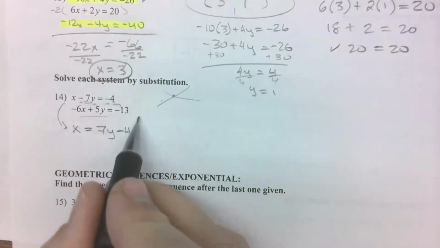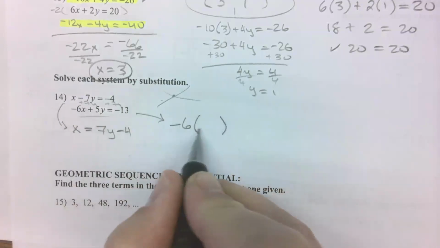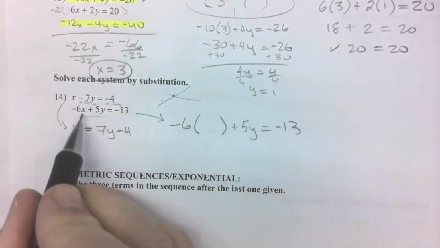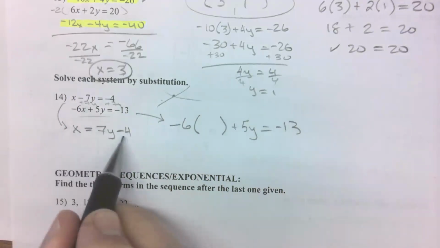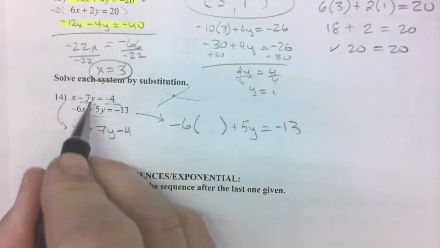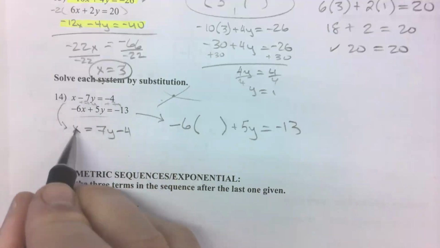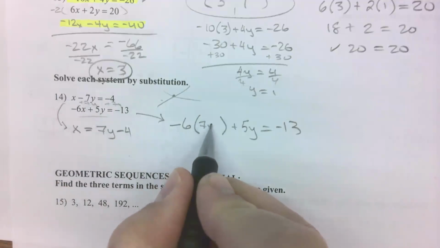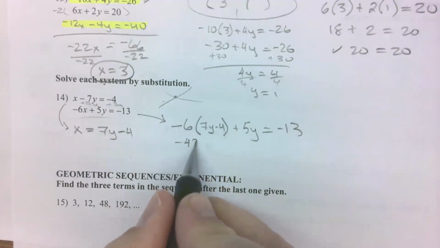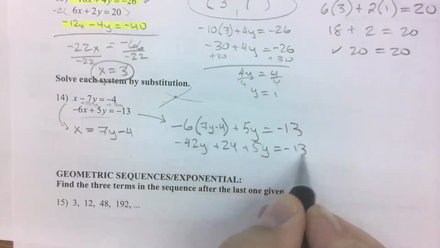Now, I'm going to take this equation, and I'm going to rewrite it. But instead of the x, I'm going to put in a parentheses, placeholder, plus 5y equals negative 13. Now, instead of x, I'm going to plug in what x is equal to. In this case, I know that for this system, these two equations, x is this. And for the one point in space I'm looking for, this x has this relationship. So I'm going to put in 7y minus 4. And I'm going to solve this now. Distribute the negative 6 through, negative 42y, negative times negative is a positive 24, plus 5y equals negative 13.